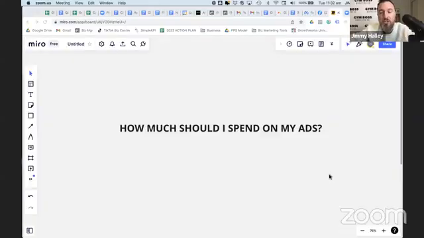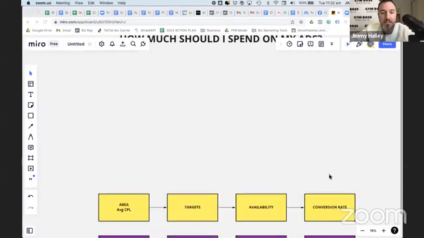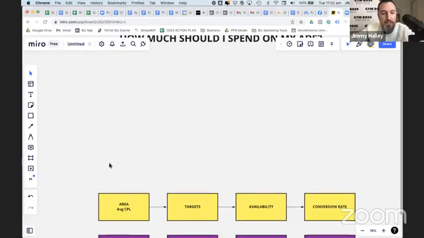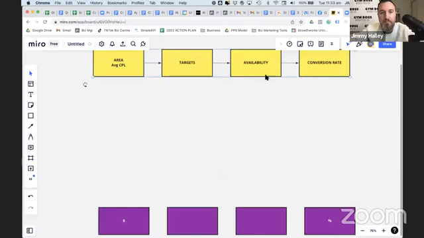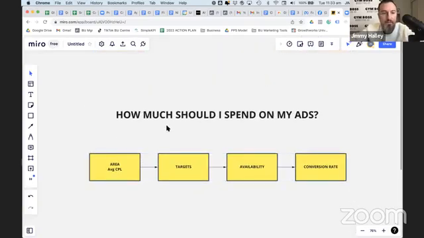So I'm actually going to share screen here and take you through a few bits and pieces. So here we go. How much should I be spending on my ads? Well, we have got a few things to consider here. First and foremost, step one is you have to figure out what is the average cost per lead. What is the average cost per lead that you have been getting recently?